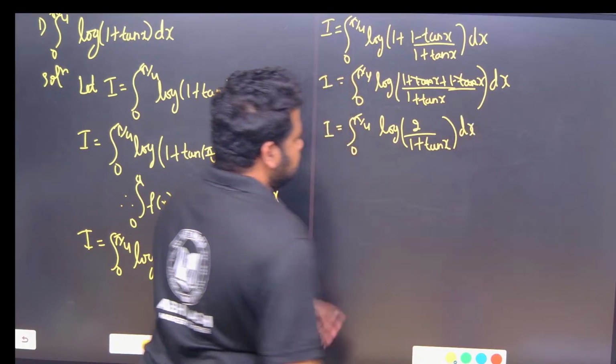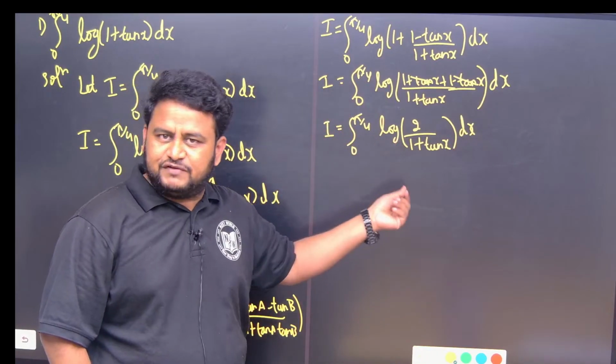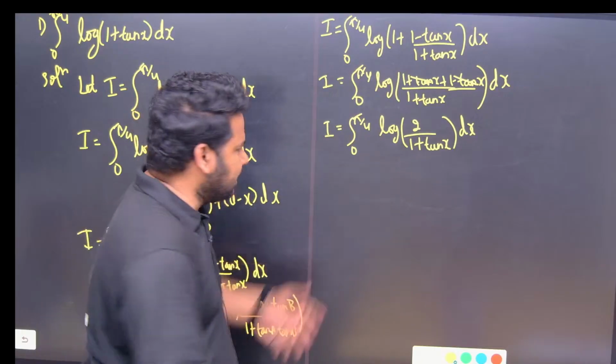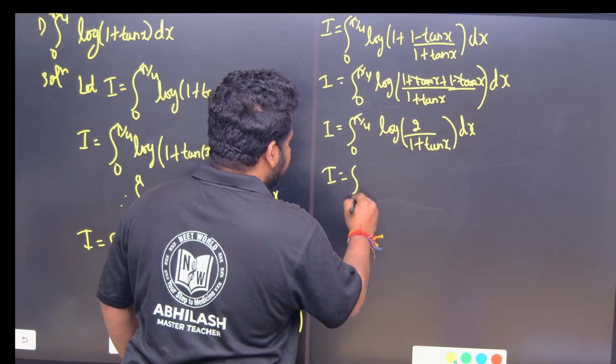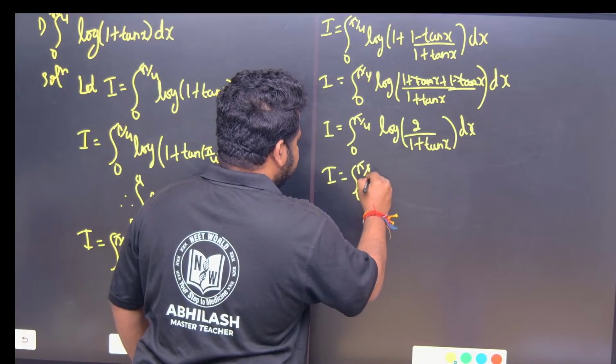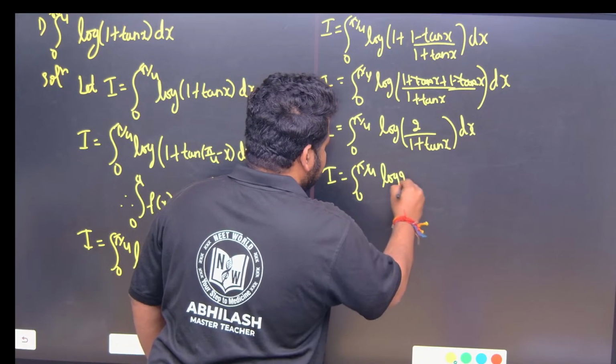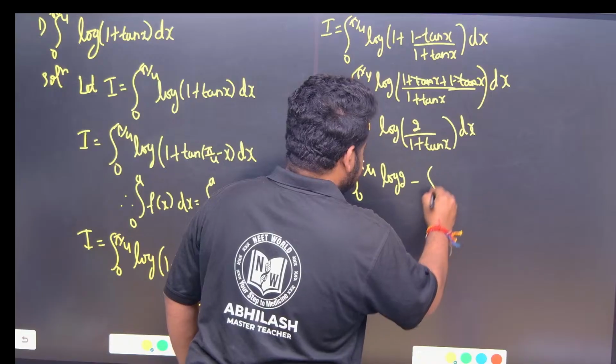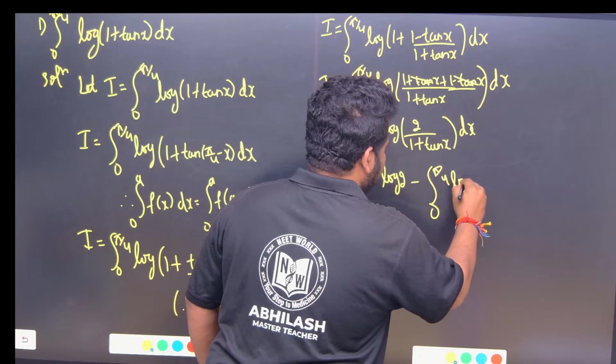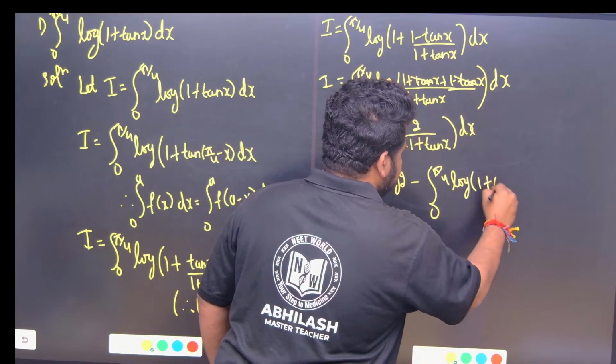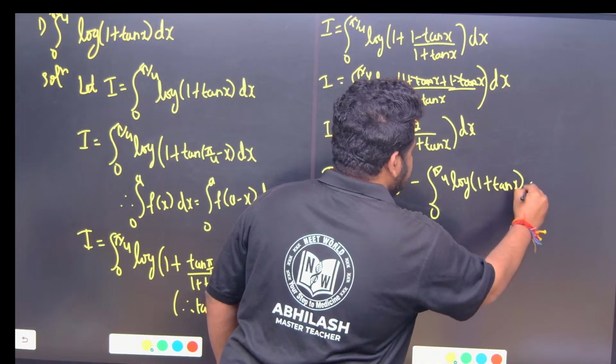Now what will I use? Log of a by b is log a minus log b. That is what I will use. So this will become the integral from 0 to pi by 4 of log 2. Let me separate and apply the integral: the integral from 0 to pi by 4 of log of 1 plus tan x dx.